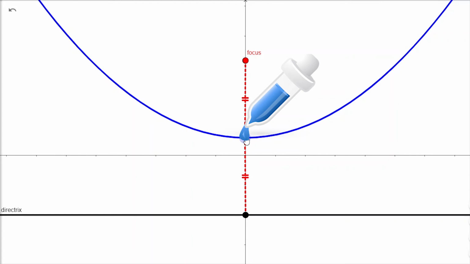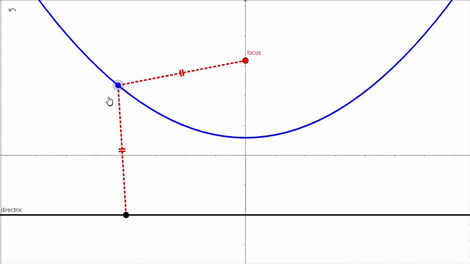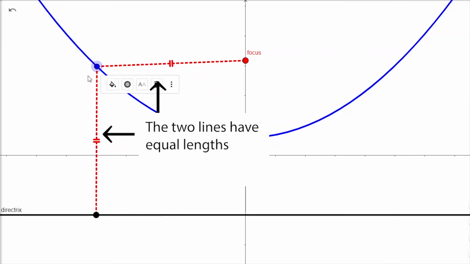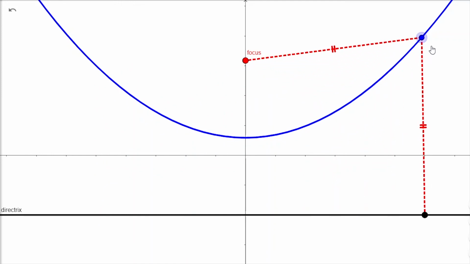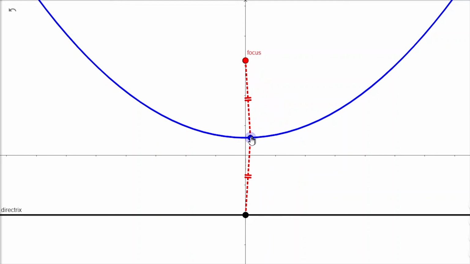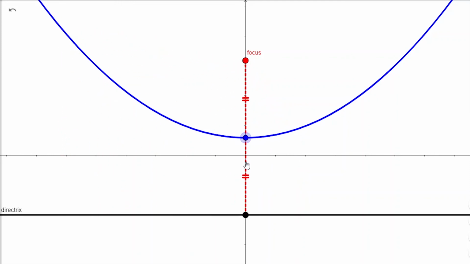Now, if I put blue ink on this point, it would draw out the parabola as I move it around. But importantly, as I move this around, this length, the length from the focus to the point on the parabola, and this length, the length from the directrix to the point on the parabola, remain the same. Even though they change, they're always equal to one another. It's as if I have a very, very elastic piece of string, and as I draw out the parabola, it shrinks and expands, but in both cases they are always of equal length.